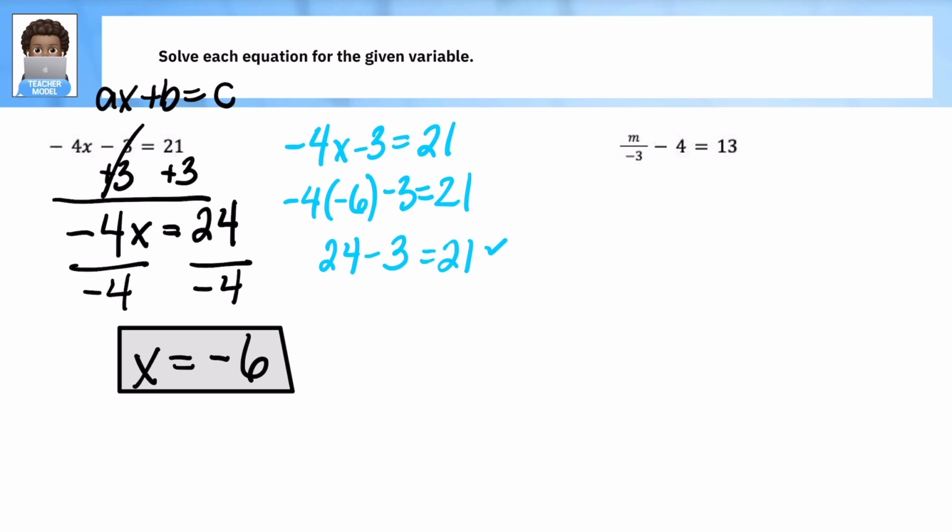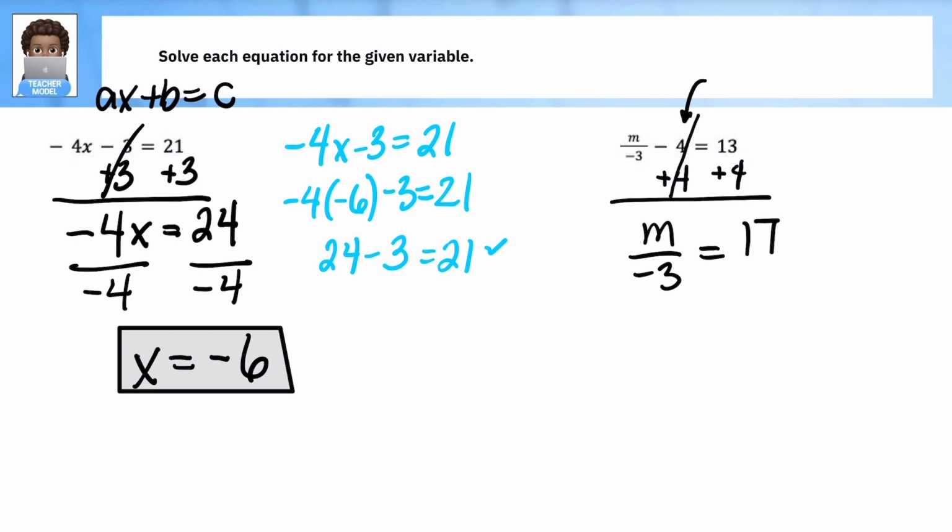All right, now we're going to do the trickier one, which is a term being divided. So again, we're starting with that b term, which is still right here. So we're going to add its opposite to both expressions. This turns to a 0. A number divided by -3 is equal to 17. All right, so the opposite of divided by -3 is multiplying by -3. We'll do the same thing to the other side.